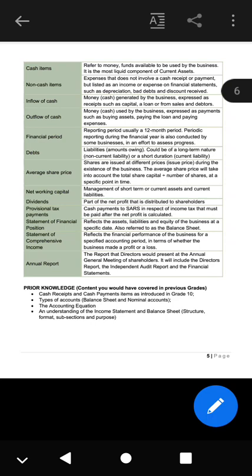Statement of financial position. Of course, this is a financial statement well known as the balance sheet. And then we also have the statement of comprehensive income, well known as the income statement. And lastly, we've got the annual report.